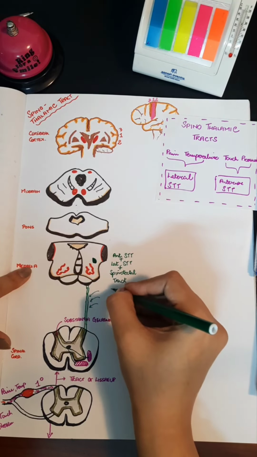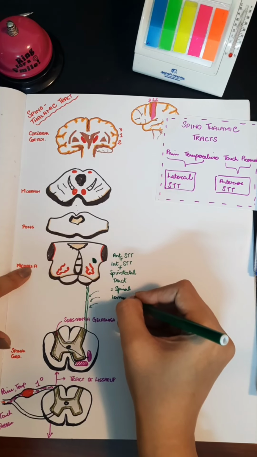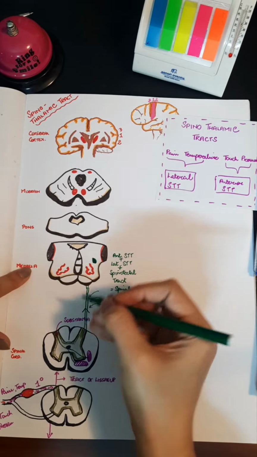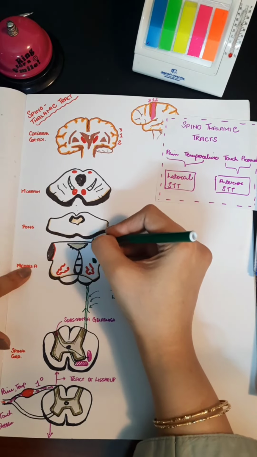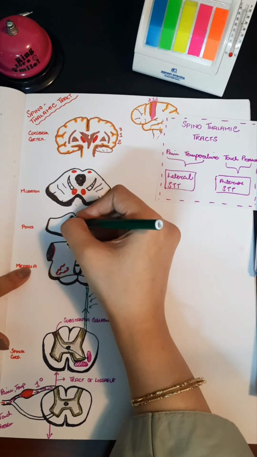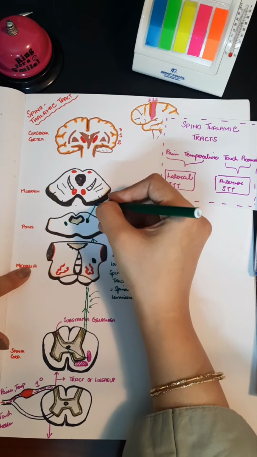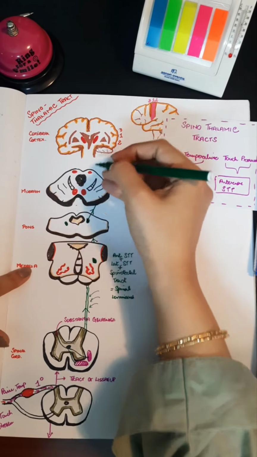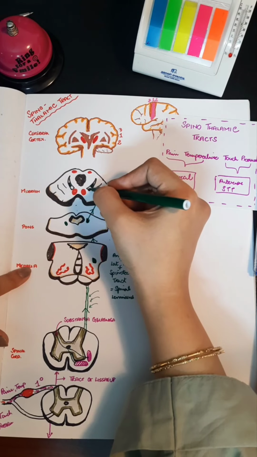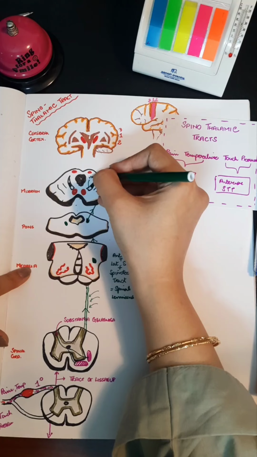So together they form the spinal lemniscus at the level of the medulla. Now this spinal lemniscus ascends through the pons, and when it reaches the pons, it lies at the posterior part of the pons here. From here they move to the midbrain, and in the midbrain the spinal lemniscus is located here, just lateral to this part, which is the medial lemniscus.